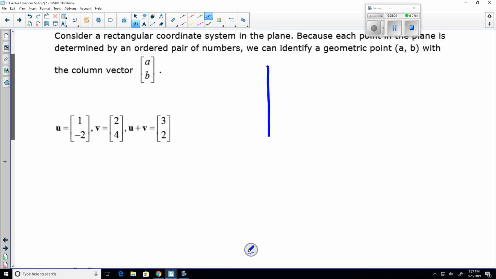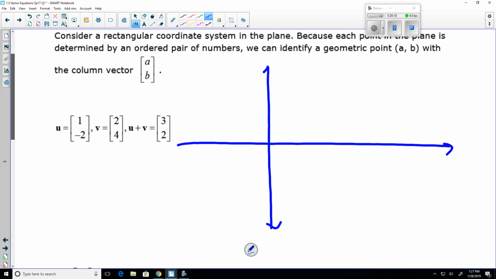So let's see if I can graph this accurately. Probably not. Probably won't get this exactly right, but we'll try. So let's graph U. So U is 1, negative 2. So 1, negative 2 would be here, like that. So that would be U.